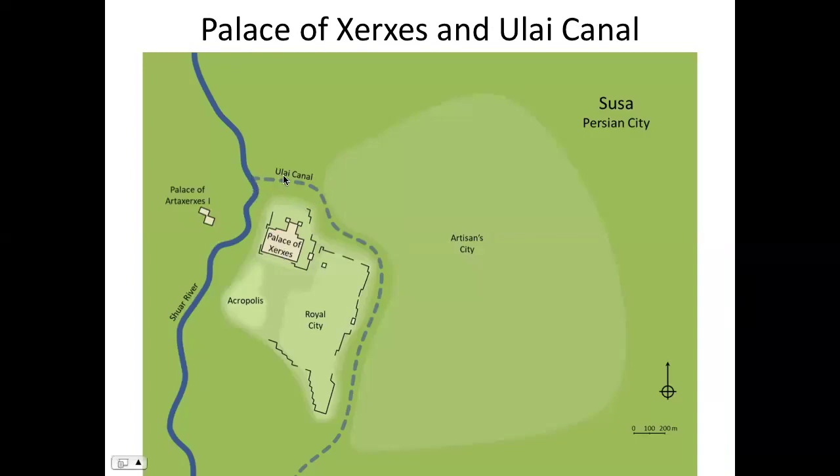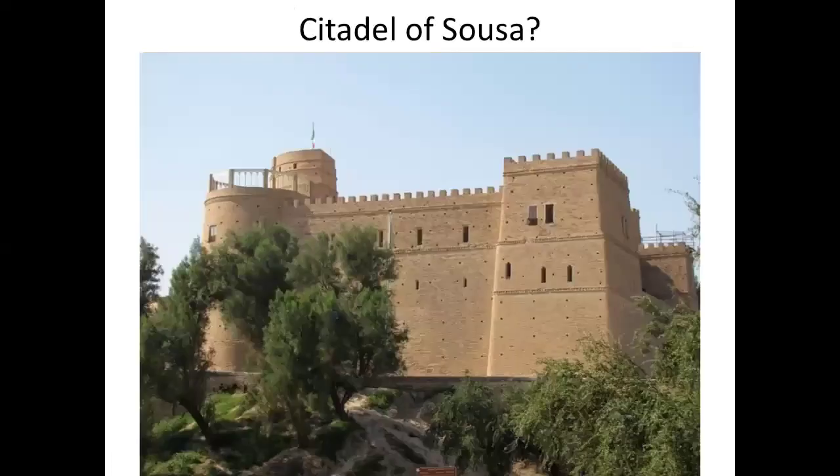Here's the Ulai Canal. That might ring a bell because Daniel 8, his vision between the ram and the goat, takes place right at the Ulai Canal. So Daniel does hang out in this area under the Persian Empire, because it is the capital city, and he's become an official there. So Daniel was there.